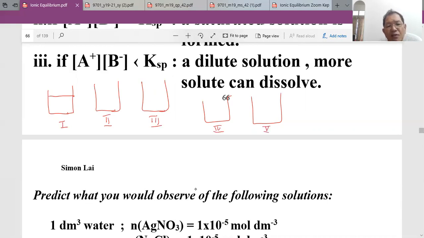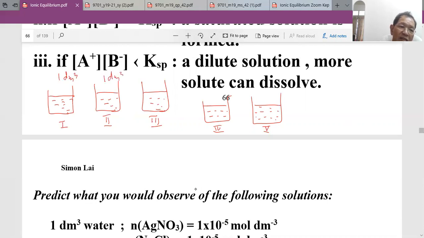Okay. So there are five solutions here, and each has water of 1 dm cube. So today you have a good concept. We try to do a couple of questions, and then maybe in the next video we finish off all the calculation. I hope to do at least half the calculation here.